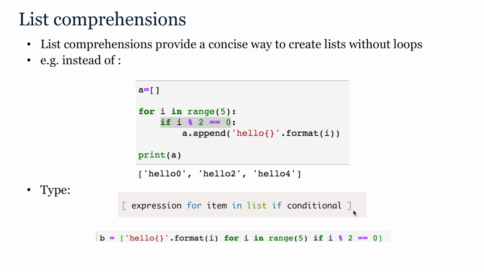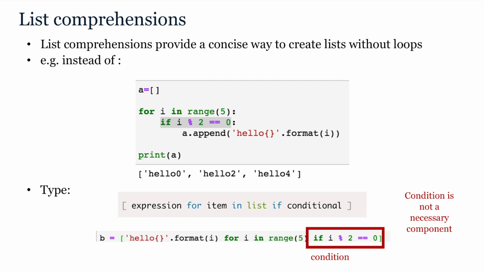So for the above list, which prints out all numbers in the range from 0 to 4 if they are exactly divisible by 2 and then concatenates it to a hello string, in a single line this becomes the print expression, followed by the for loop, followed by the if statement. Now, the if statement is not a necessary component, so you can have list comprehensions with just for loops.